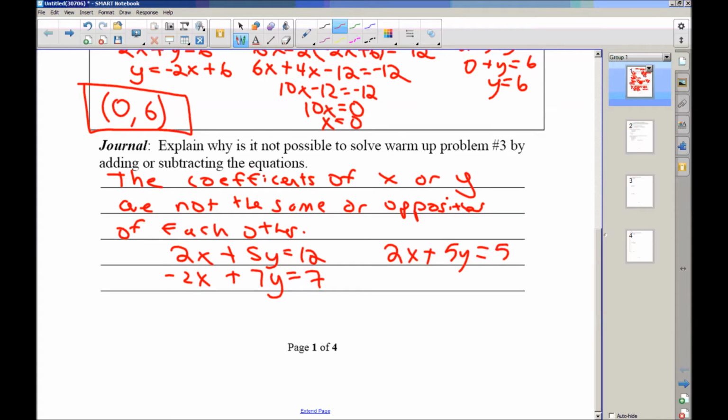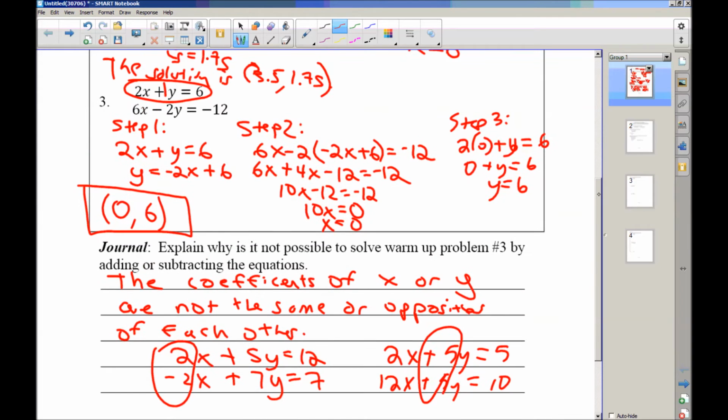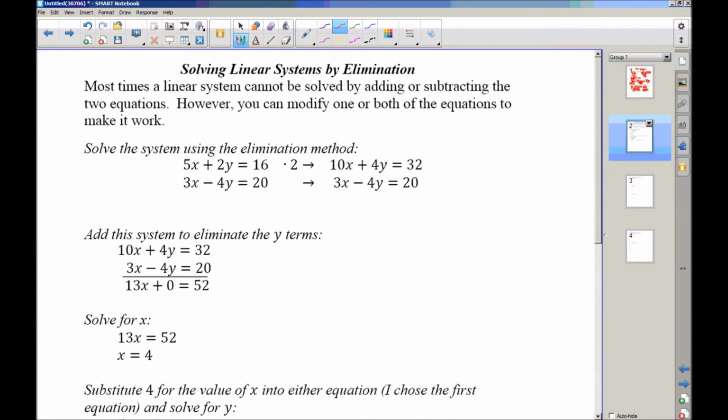So in this case, this could be 12x plus 5y equals 10. Here the coefficients are the same, so that works. And here the coefficients are opposites. So we could solve it with adding, subtracting, and these two. But up above in number 3, we had 2 and 6, neither the same nor opposite, and we had -1 and +2, also neither the same nor opposites. So we can't use that. All right, so let's flip the page and figure out how we could do it anyway.